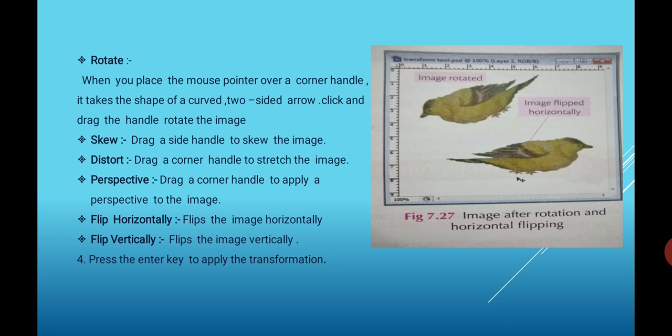Skew. Here are the options about it. The first one is skew. Drag a side handle to skew the image. Distort. Drag the corner handle to stretch the image. Perspective. Drag a corner handle to apply a perspective to the image. Flip horizontally flips the image horizontally, or flip the image vertically as per your requirement. Here is the figure about how we can transform vertically or horizontally. Then press enter to apply the transformation on the image. In this way we can transform the image in Photoshop.